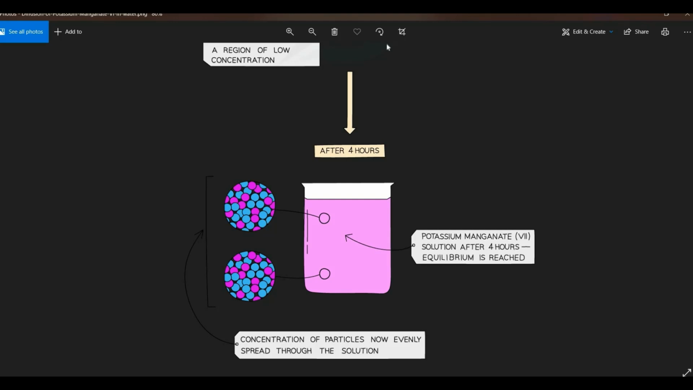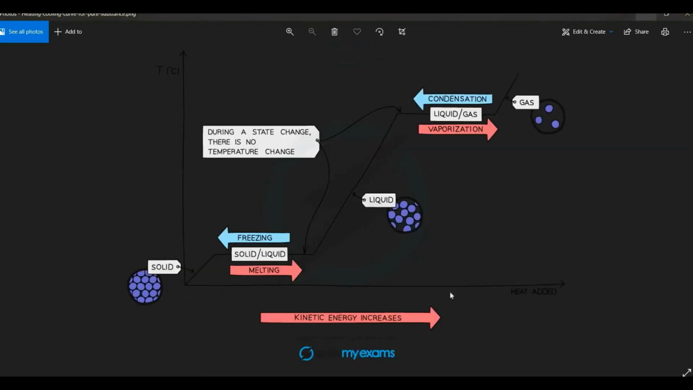So this proves that diffusion occurs from a region of high concentration to a region of low concentration, down a concentration gradient. Now if we move on to our heating curve, you can see here what happens.